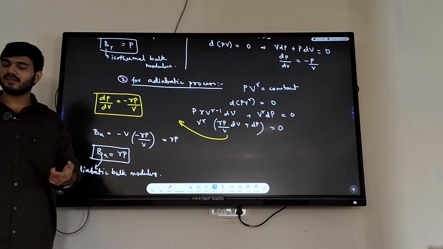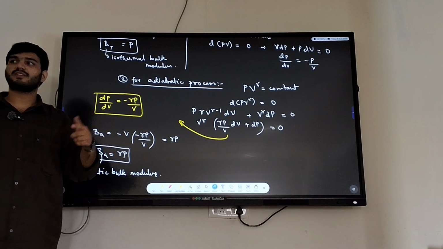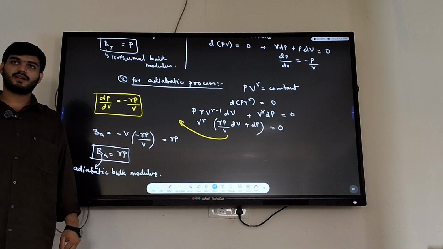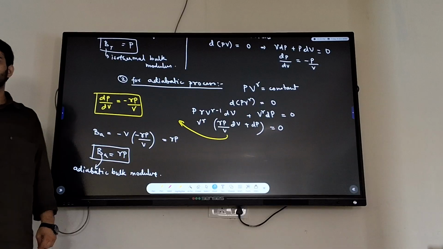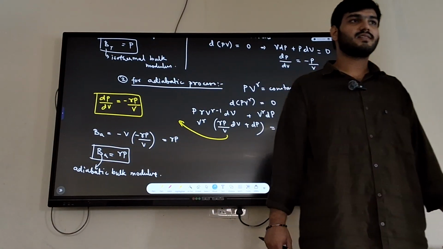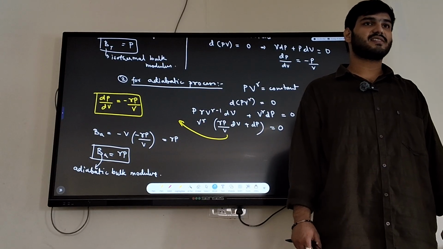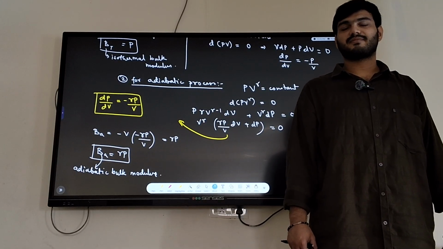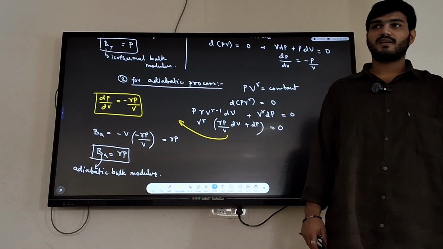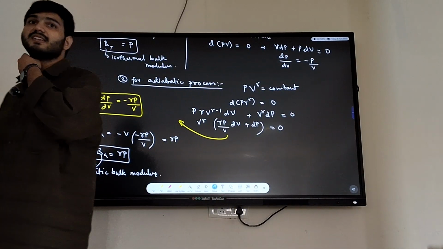And now let me ask you this. When sound propagates through air, what thermodynamic process does it follow? Adiabatic, he says. Any other answers? Why adiabatic? Why adiabatic? I have written this in the class as well. I had written this and explained it fully then. Sound propagation through air, what kind of thermodynamic process is it?